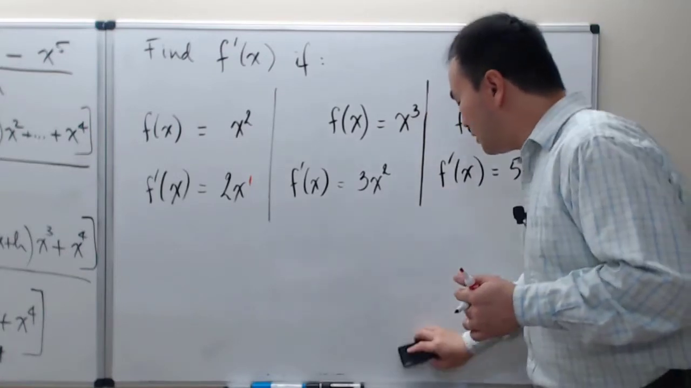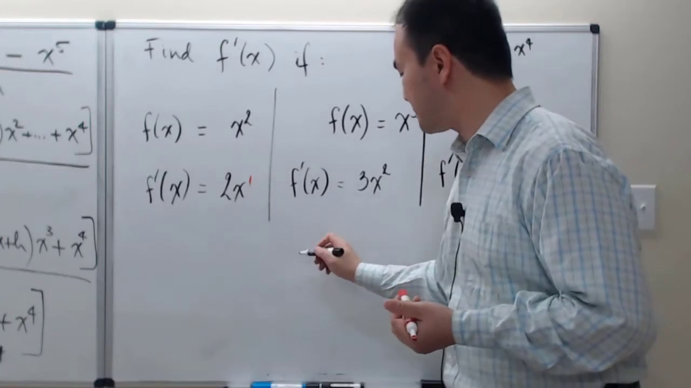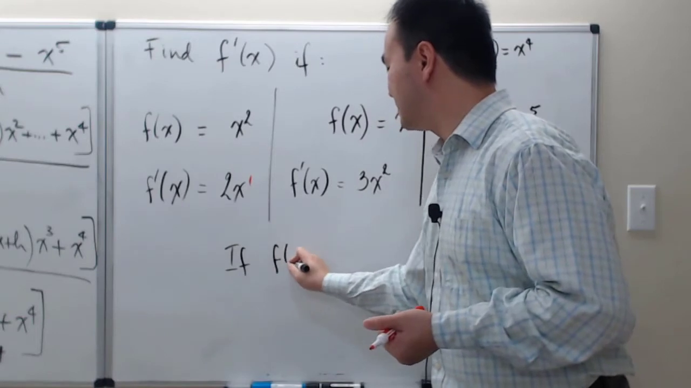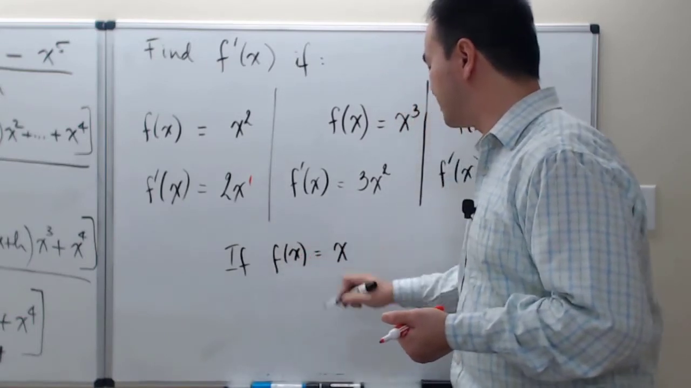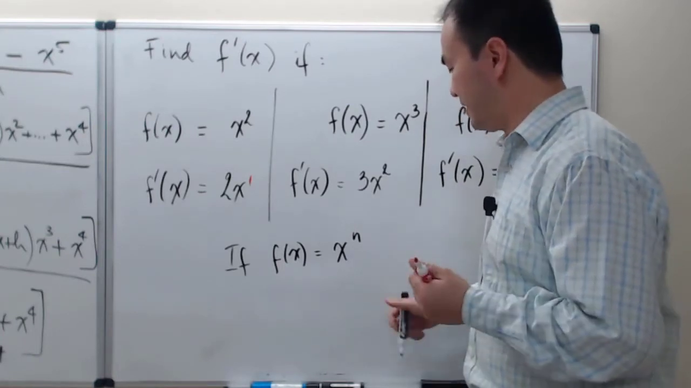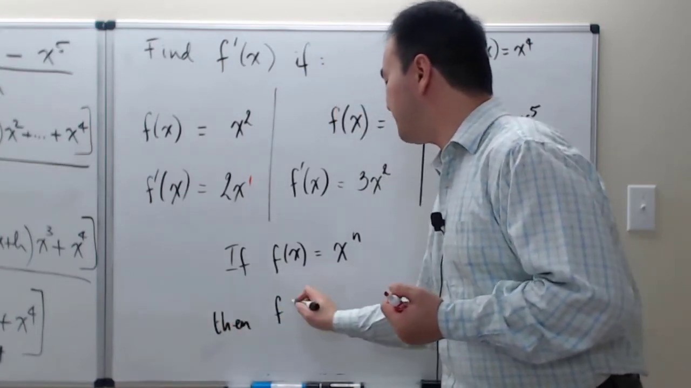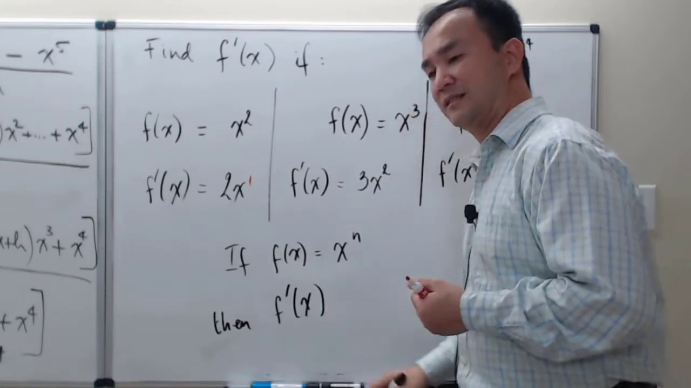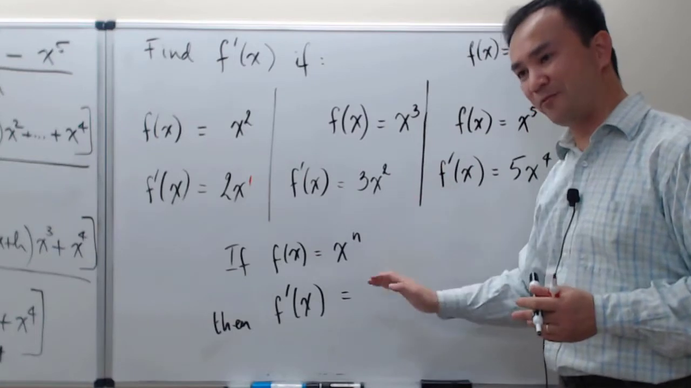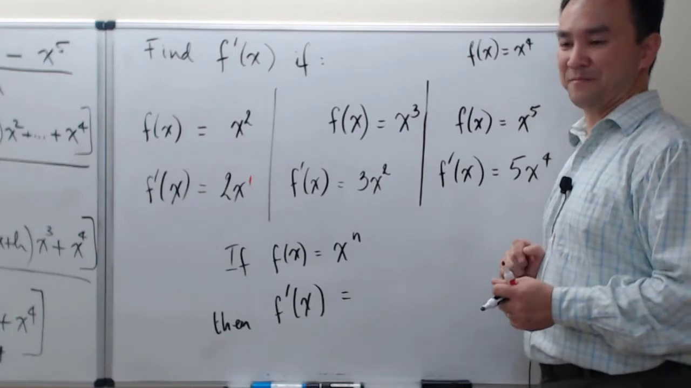So what is the conclusion we're looking at? It looks like if f of x is some function x to the n, then f prime of x, pause the video, make your own prediction of what I'm about to write, and then as you resume, I'm going to write and see if you agree with me.